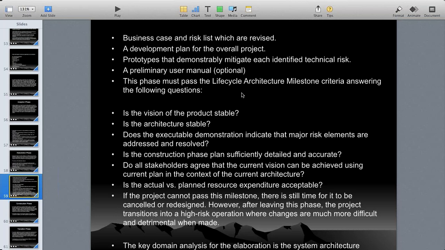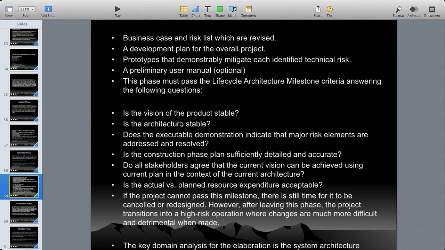This phase must pass the lifecycle architecture milestone. It's an architecture milestone here. Why? Because you're drawing something on paper, correct? Putting it on paper. Is the vision of the product stable? Yes. Is the architecture stable? Yes. Does the executable demonstration indicate the major risk elements are addressed and resolved? Yes. Is the construction phase plan sufficiently detailed and accurate? Yes. Of course, you have to communicate with the client and the technical team.